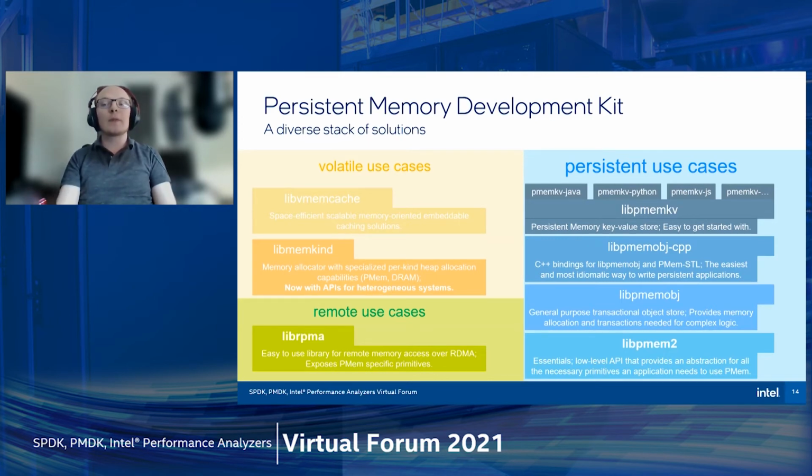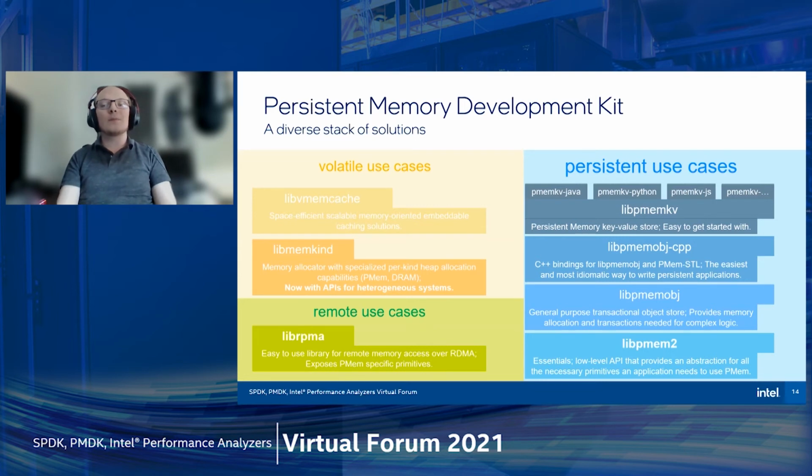For persistent use cases, PMDK has a comprehensive stack of solutions where one builds on top of the other one. At the very bottom, there is libpmem2, a new major release of libpmem with significantly improved functionality. This layer provides just the bare essentials an application might find useful when creating and using PMem. Next, we have libpmemobj and its C++ bindings. Those provide general purpose allocation and transactional facilities, and also specialized data structures for PMem. And on top of all that, we've created pmemkv, which is a very easy to use key value store for PMem. This is also where we try to support a wide variety of higher level programming languages.